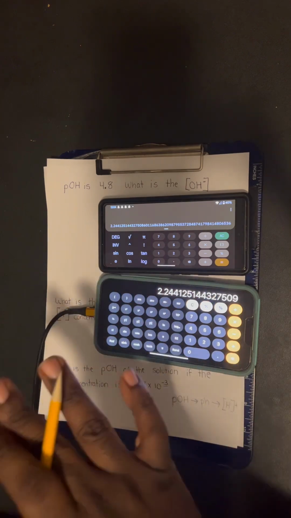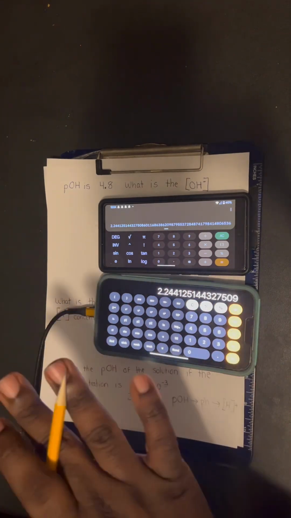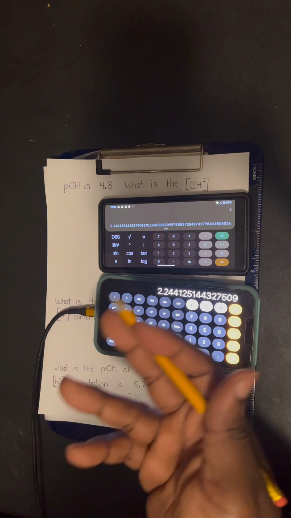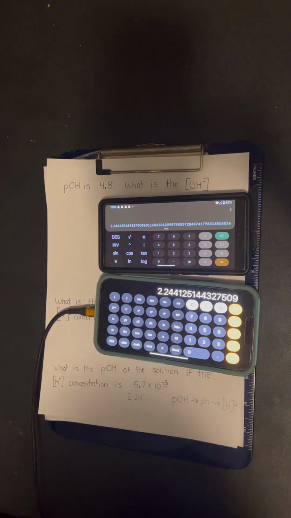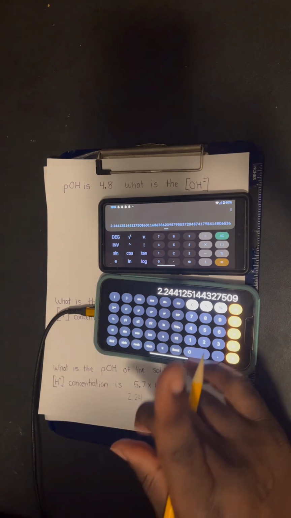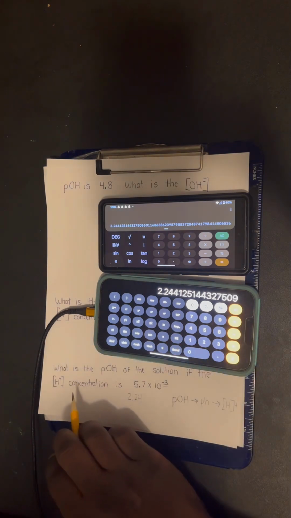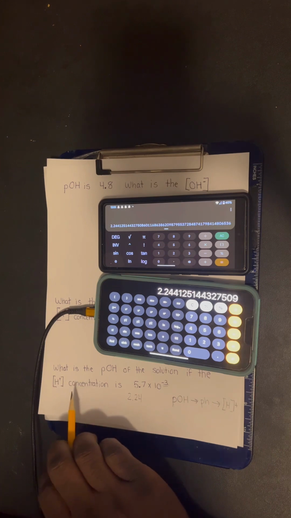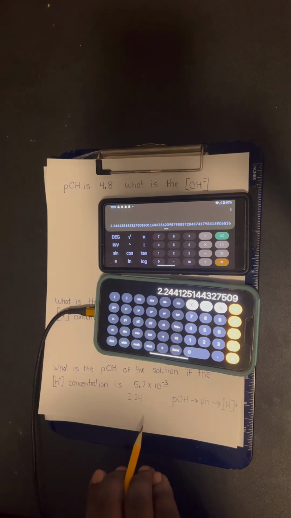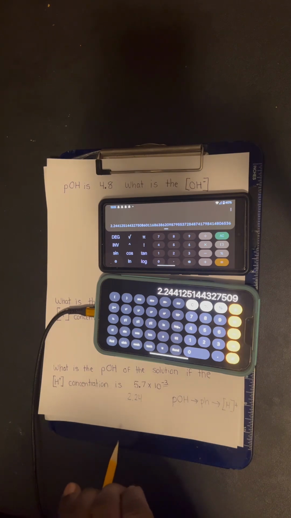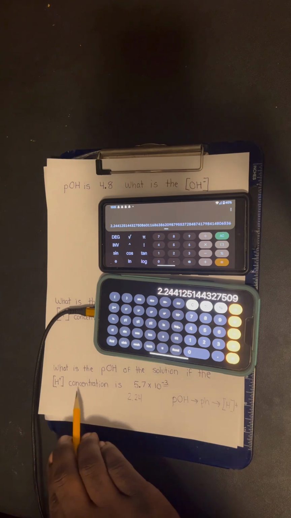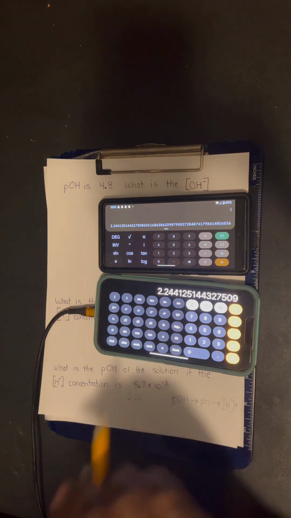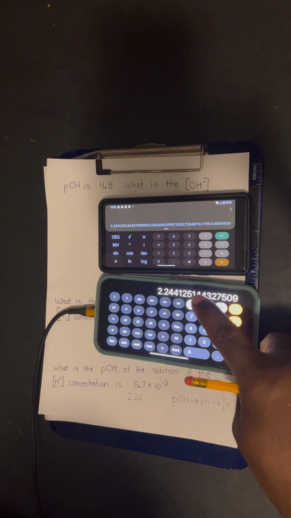So make sure you watch that when you're doing the pH, pOH calculations. It's always going to be the negative exponent. So as you can clearly see, I got the same answer for both of them. But that's the pH. It wants to know the pOH. What is the pOH of the solution if the hydrogen concentration is 5.7 times 10 to the negative 3? So that gave me the pH. So that means the pH is 2.24.